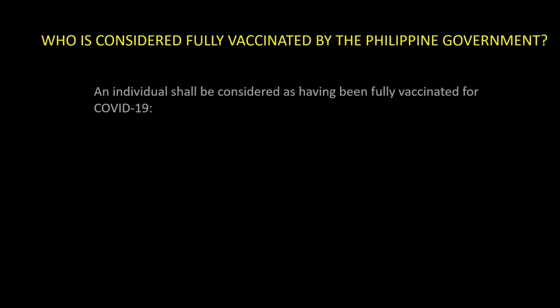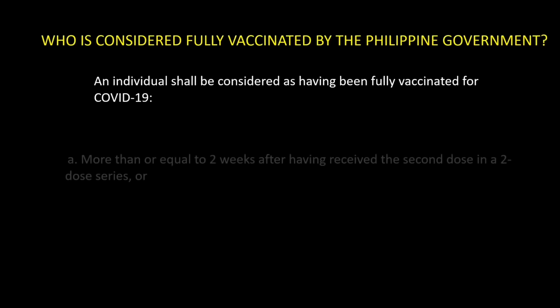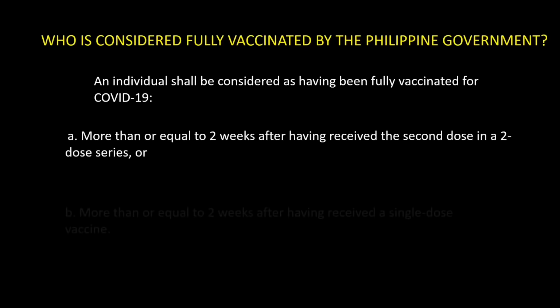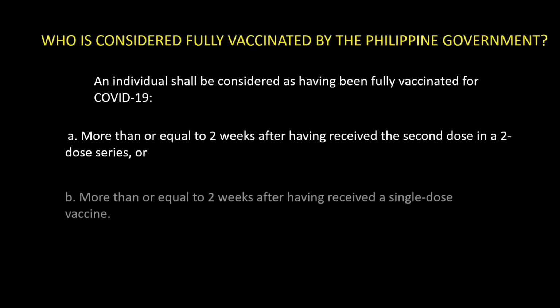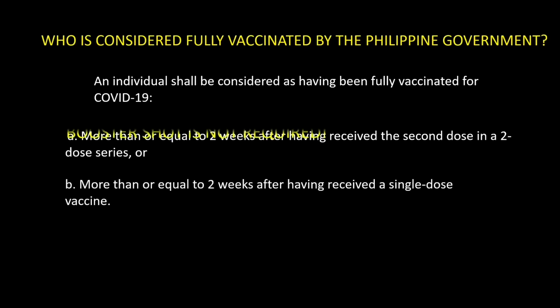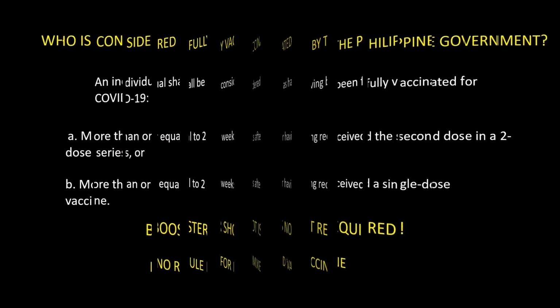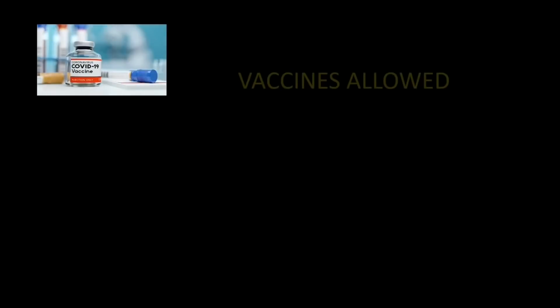Who is considered fully vaccinated? You will be considered fully vaccinated more than or equal to 2 weeks after having received the second dose in a 2-dose series, or more than or equal to 2 weeks after having received a single dose vaccine. Booster shot is not required and there is no rule for mixed vaccine.